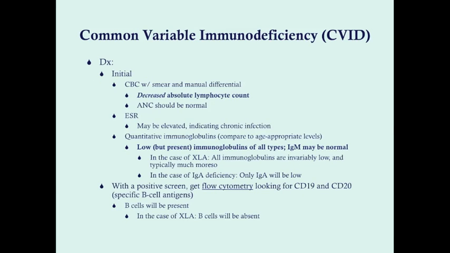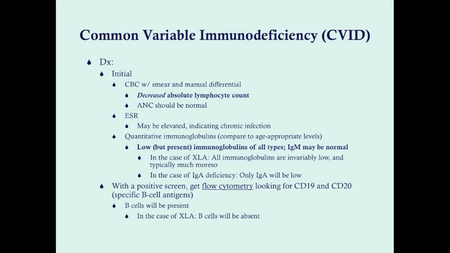So for diagnosis, as far as your diagnostics, it's pretty similar to XLA. So you'll start out with the CBC and smear and manual differential. It's going to be a decreased absolute lymphocyte count, and C should be normal. SED rate may be elevated, which just indicates that there's a chronic infection going on.